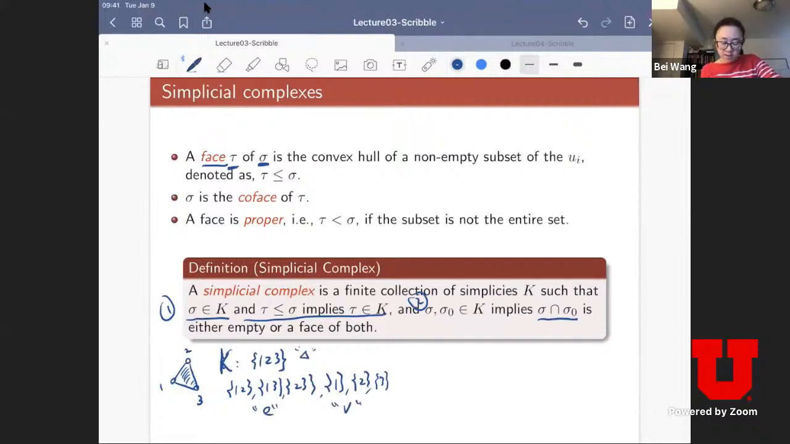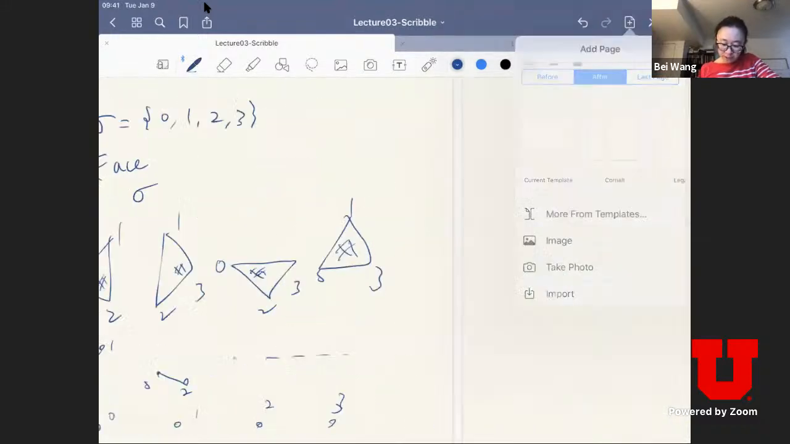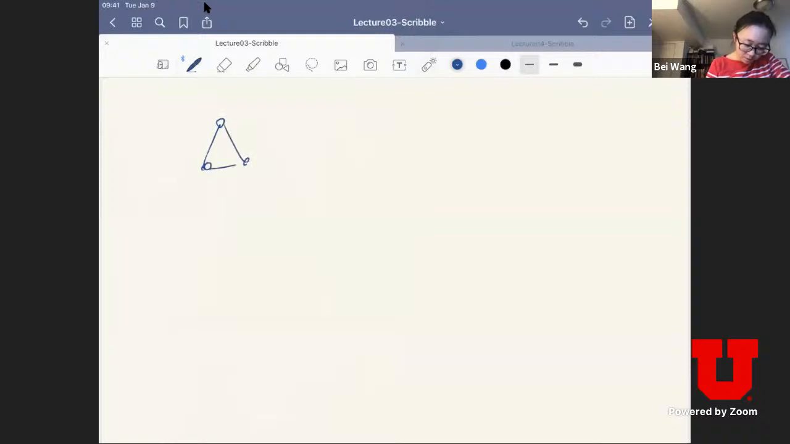And then let's double check. Because the edges are already in there, the faces of the edges, which are vertices, have to be in there. So this is now complete. This entire simplicial complex, when I visualize it on the left-hand side, includes all the vertices, all the edges, and that single triangle. If I give another example, okay, let's give another example. This is my visualization of my simplicial complex K.